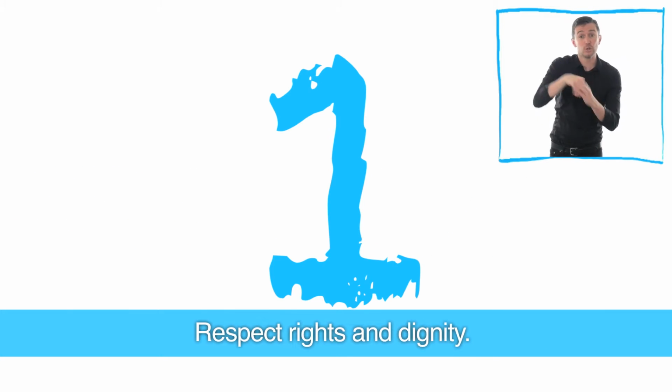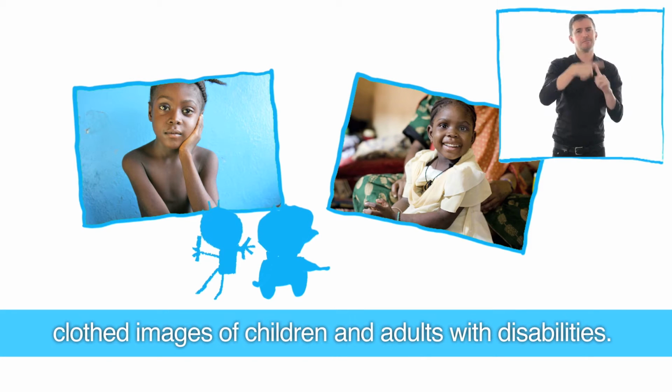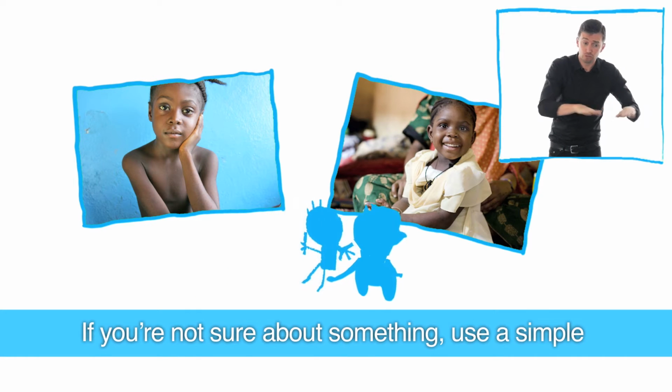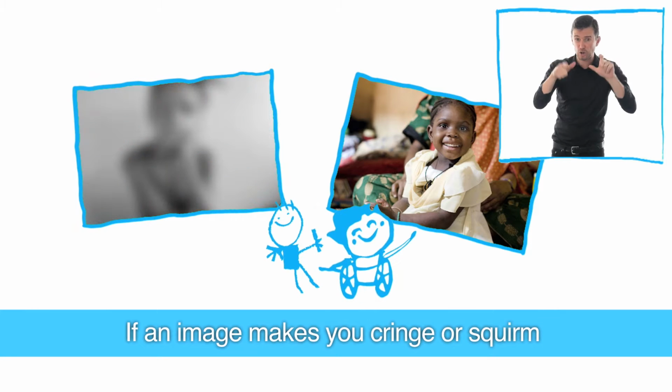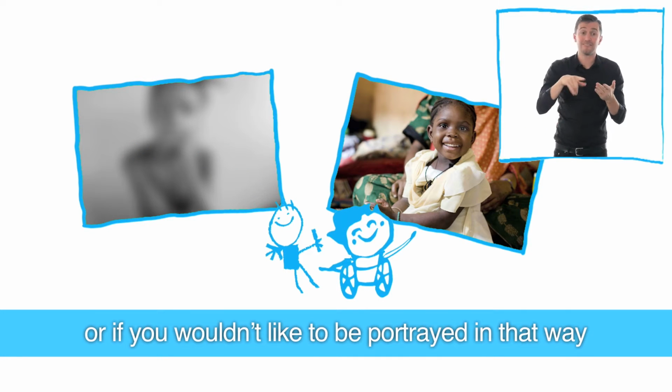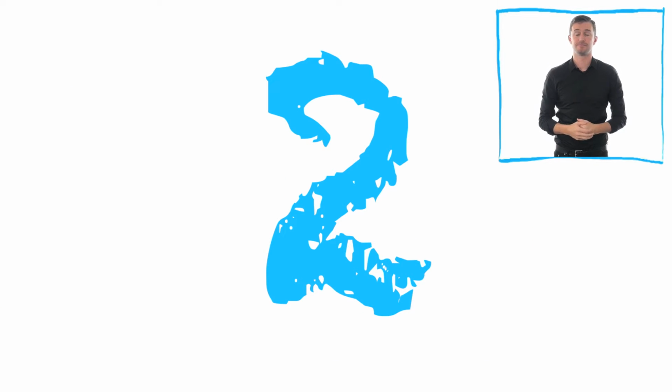1. Respect rights and dignity. This means choosing engaging, positive, and fully clothed images of children and adults with disabilities. If you're not sure about something, use a simple cringe factor check. If an image makes you cringe or squirm, or if you wouldn't like to be portrayed that way, it's probably not dignified. Humorous cartoons illustrate each point.